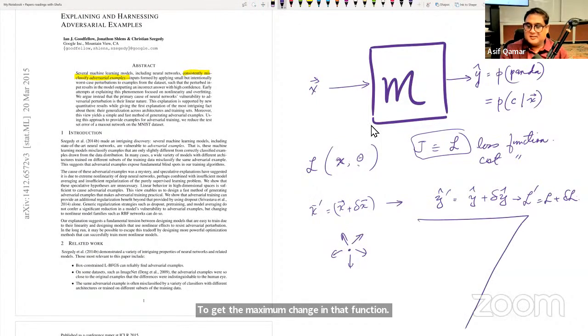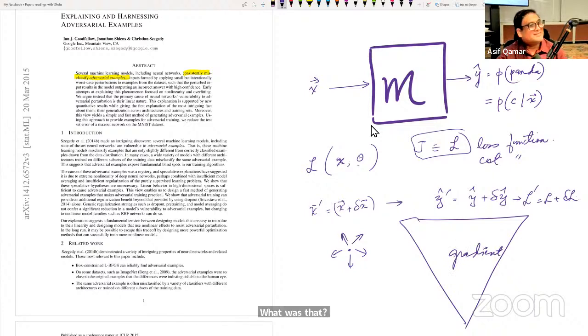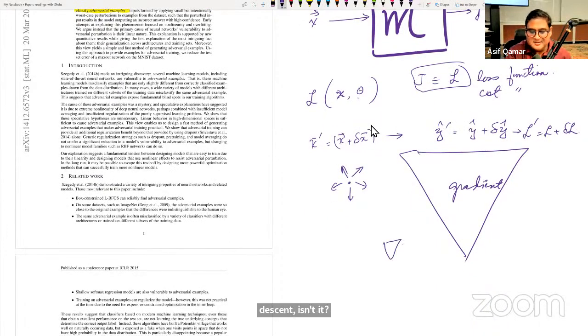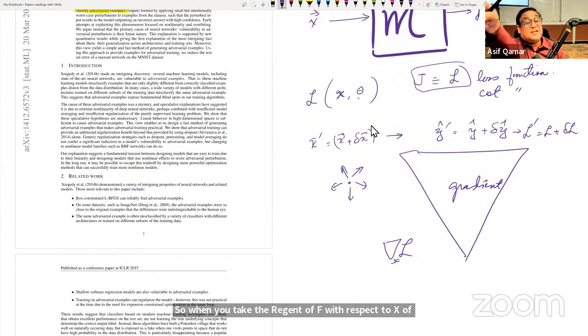Remember this thing, this inverted pyramid. What was that? Gradient. That's the whole idea of gradient descent, isn't it? So when you take the gradient of a function, gradient of L with respect to X, of course, implicitly, it will point in the direction that if you go that way, my loss will increase the most. Did you see that? And then what do you do in gradient ascent, gradient descent? You make a tiny step in that direction, right?